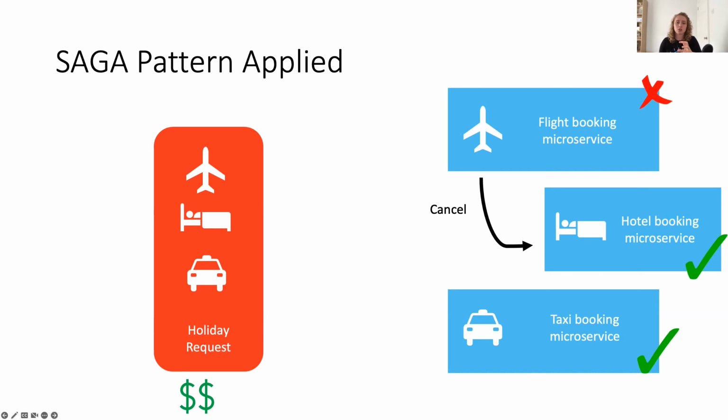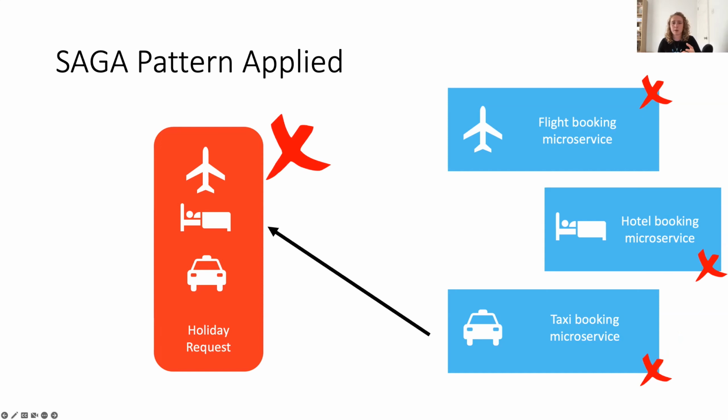So now what we're going to do is cancel the hotel booking, and we also need to cancel the taxi booking so that we can essentially go back to where we were and have this consistent state of, right, we can't have this holiday. So we need to free up those resources again. So now everything is cancelled again, and we can send a message back to say, I'm really sorry, but we couldn't book your holiday because at least one item in it wasn't available.